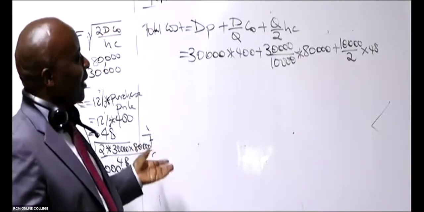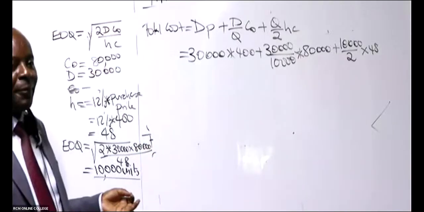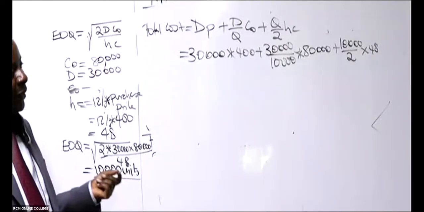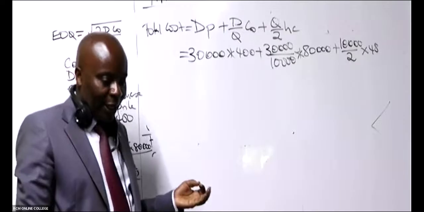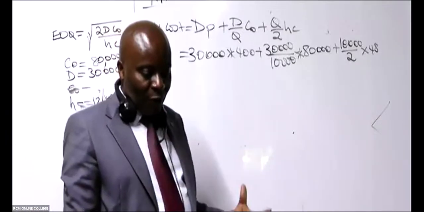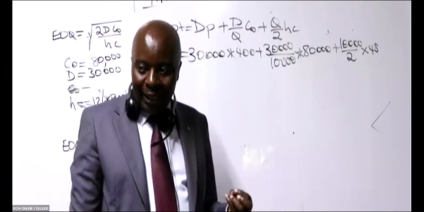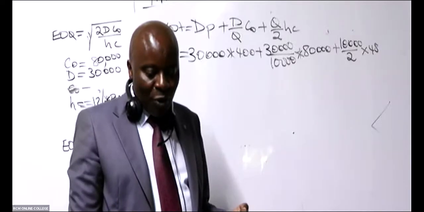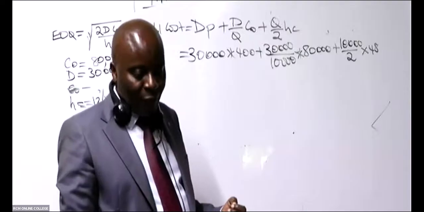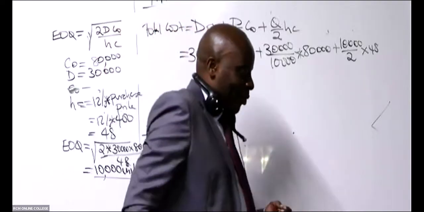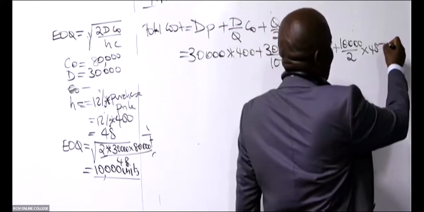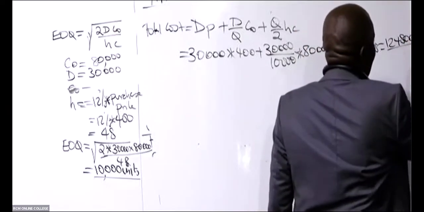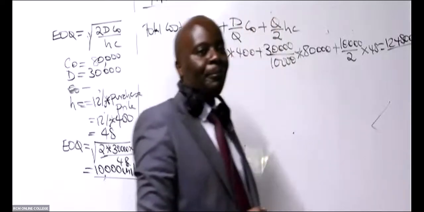So you say 30,000 times 400 plus 30,000 divided by 10,000 times 80,000 plus 10,000 divided by 2 times 48. Who will be the very first person to give me the answer here? According to Irene Onyango, she's getting 12 million 80,000. So the physical students, are you able to get the same?